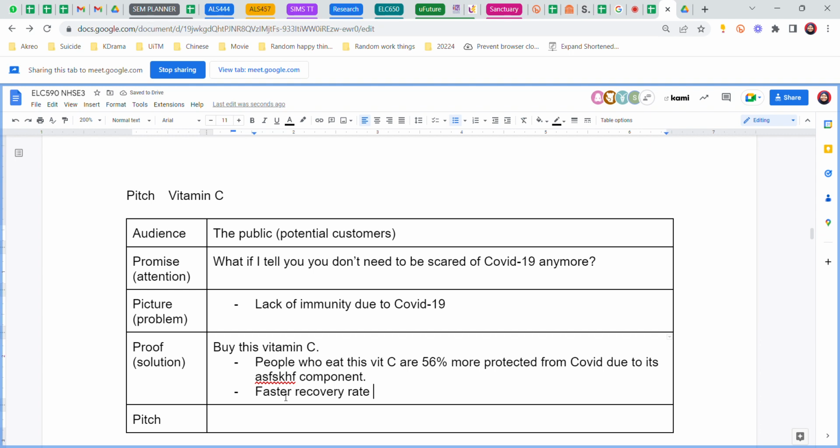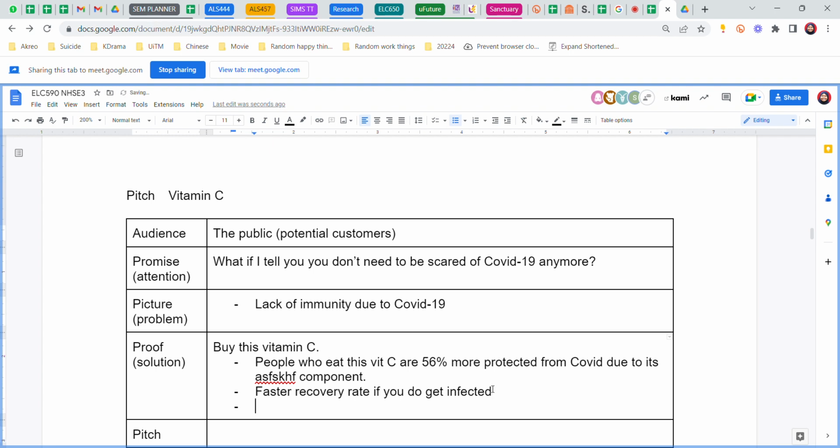If you do get infected, by how many percent? So this one relates to what was said above, don't need to be scared. It's okay. Even if you get COVID, you will recover fast. No need to be scared. For example, no serious symptoms. So all those things, you show the comparison.